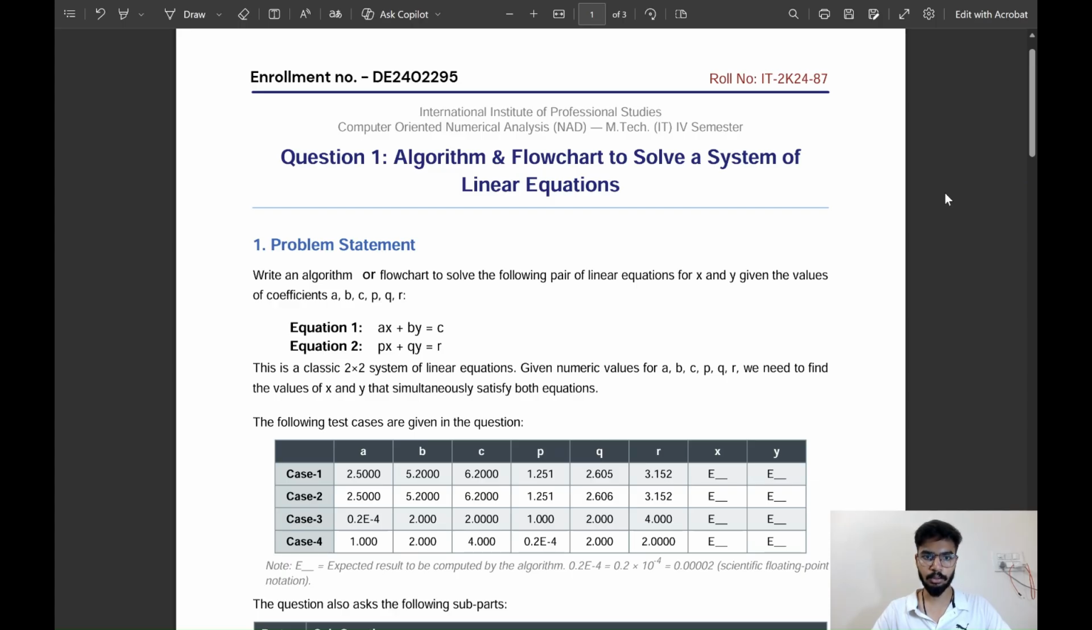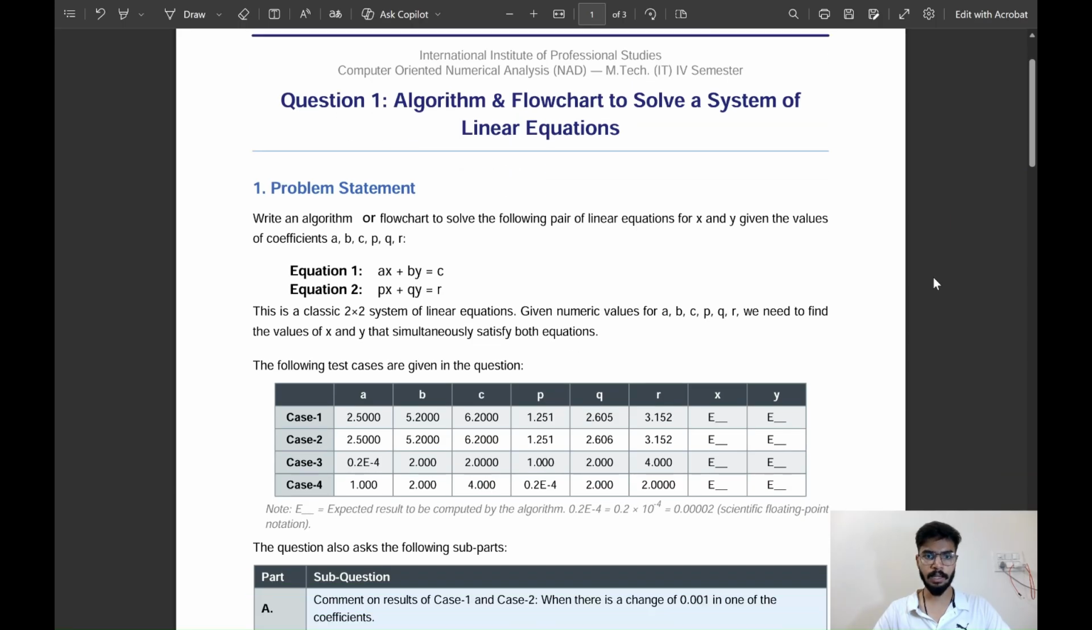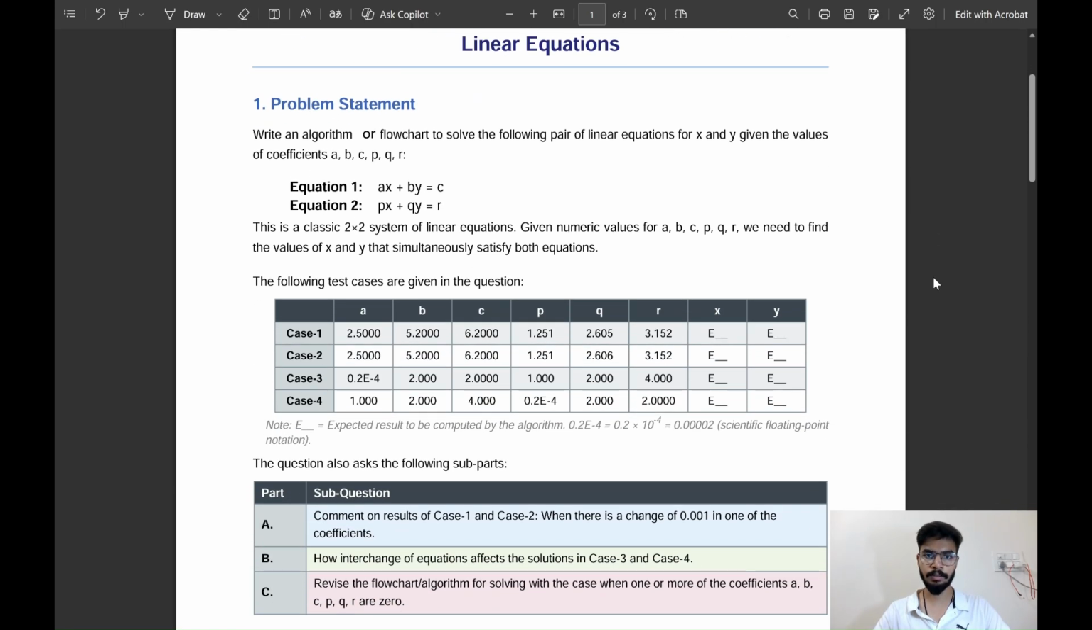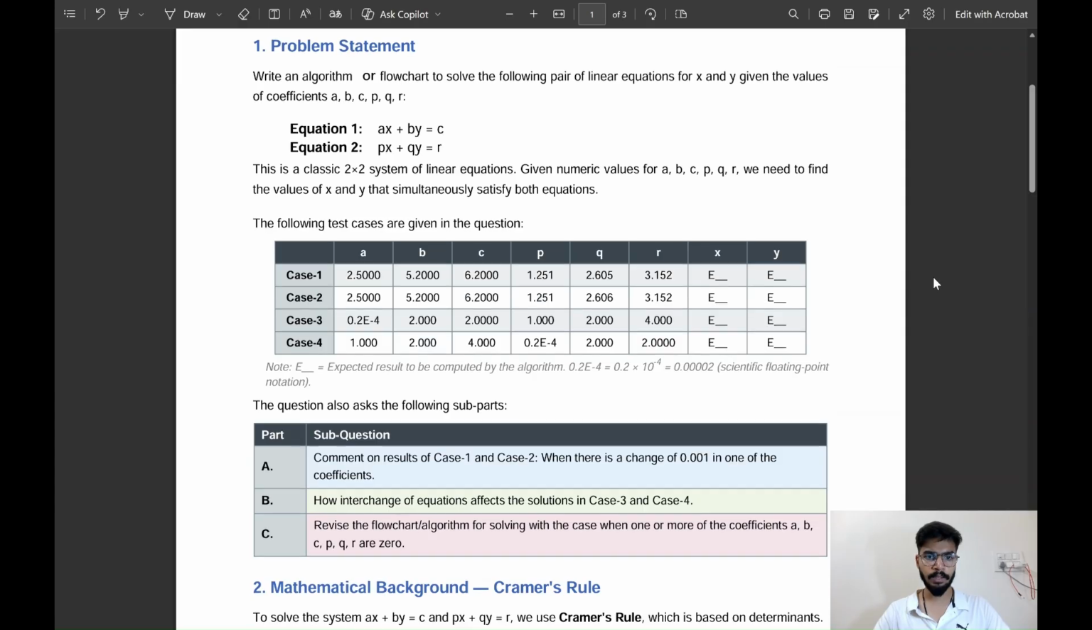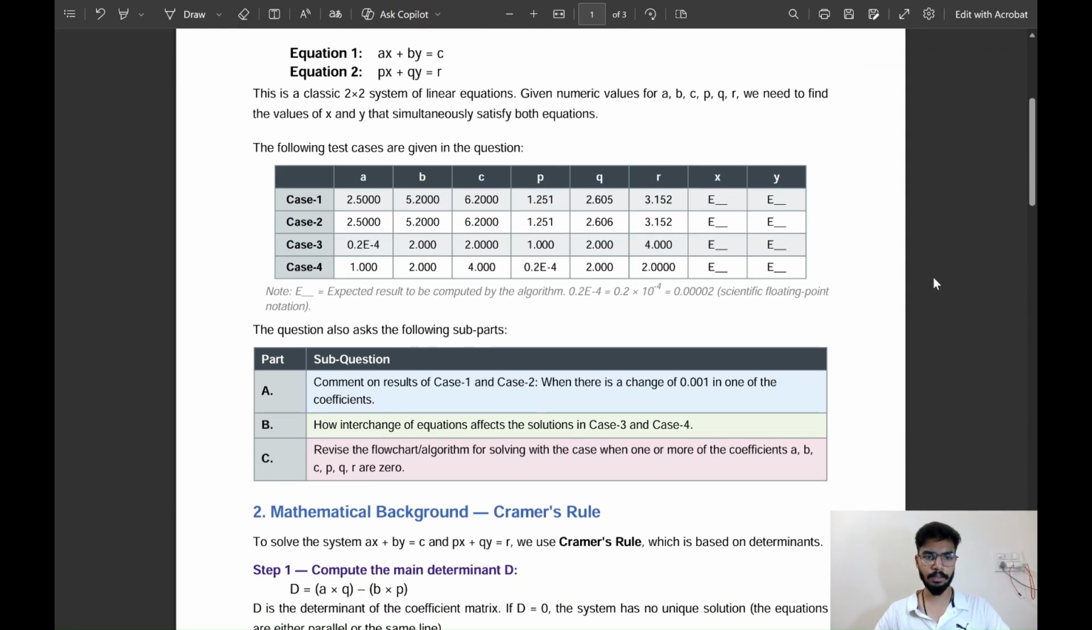ax plus by is equal to c, px plus qy is equal to r. Here we are given a, b, c, p, q, r, and we have to find the values of x and y. Down here we are given a table with cases 1, 2, 3, 4 and values of a, b, c, p, q, r. We also have the subparts of our question: a, b, c.